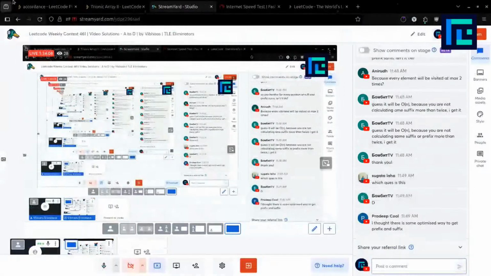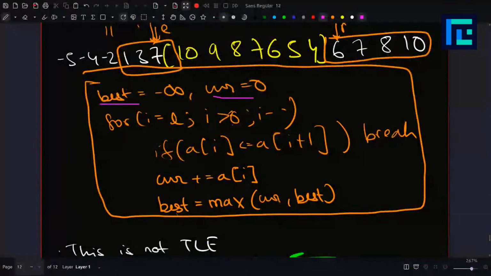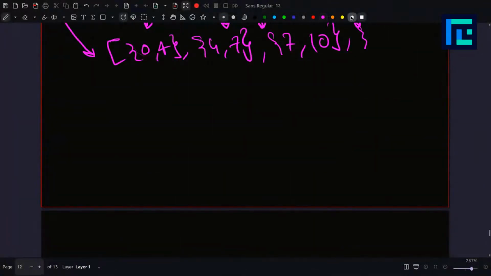I did hear that there are DP solutions, but I'm not very sure how to implement that. It gets a bit complicated to do. And also this is big O of n and it's simple to think about. Big O of n.